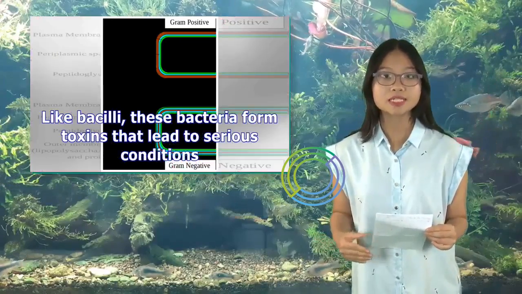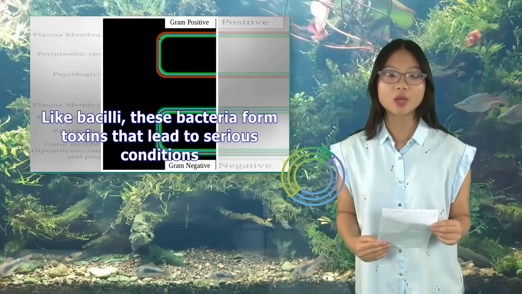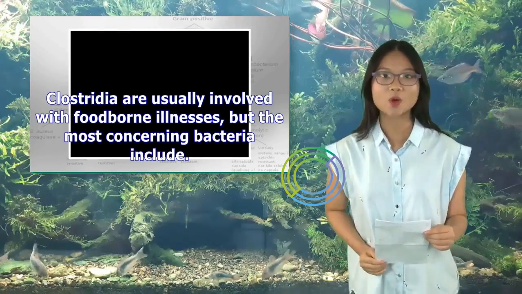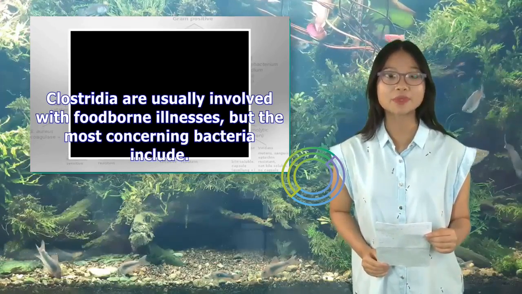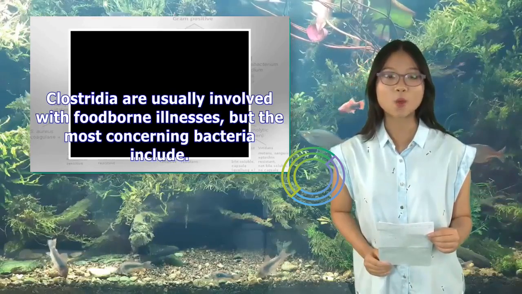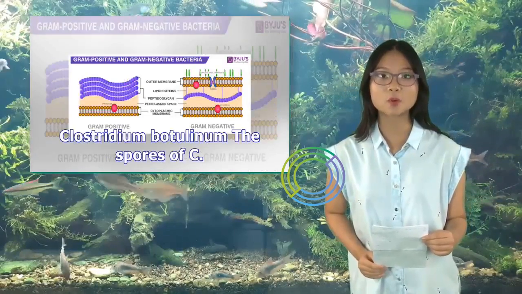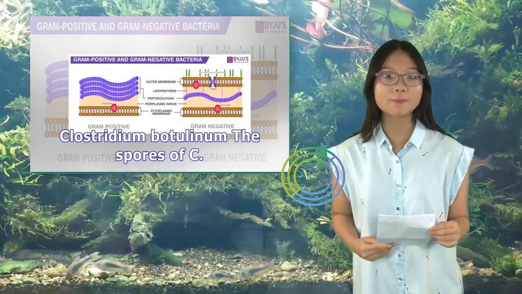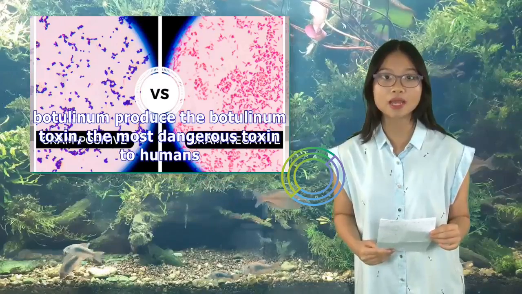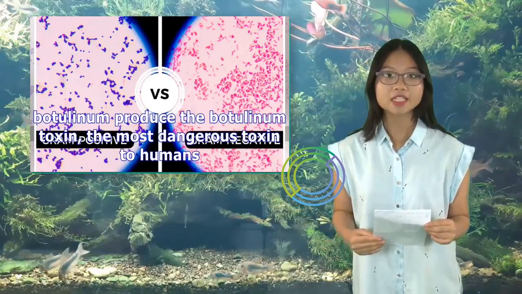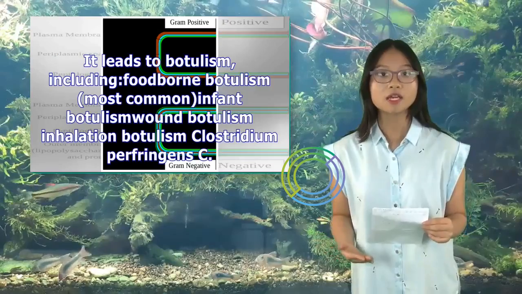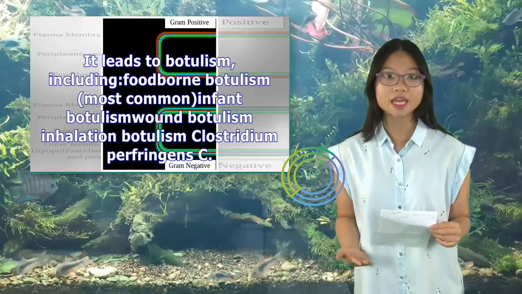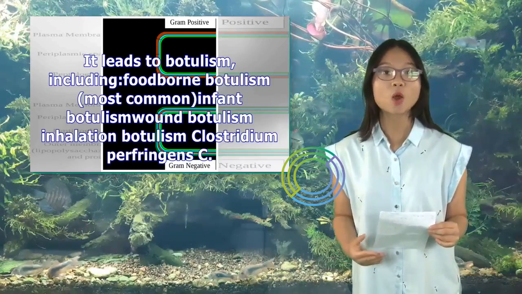Like bacilli, these bacteria form toxins that lead to serious conditions. Clostridia are usually involved with foodborne illnesses, but the most concerning bacteria include Clostridium botulinum. The spores of C. botulinum produce the botulinum toxin, the most dangerous toxin to humans. It leads to botulism, including foodborne botulism, most commonly infant botulism, wound botulism, and inhalation botulism.